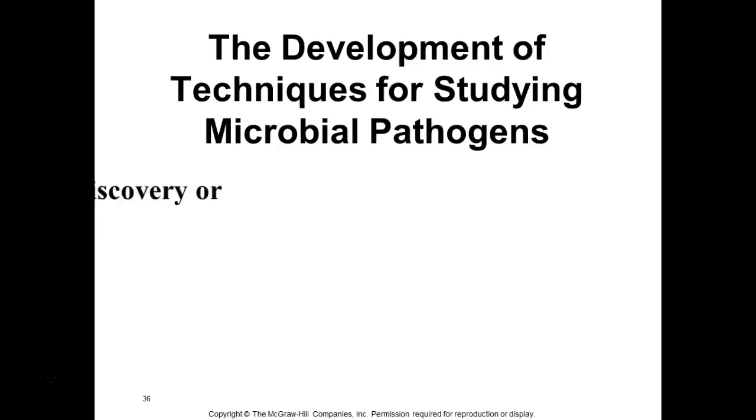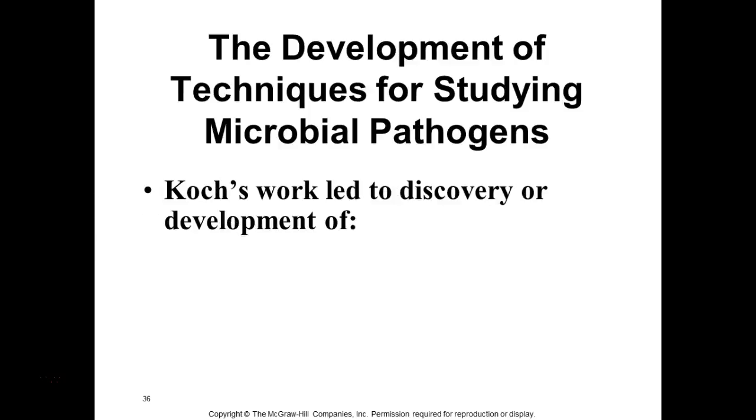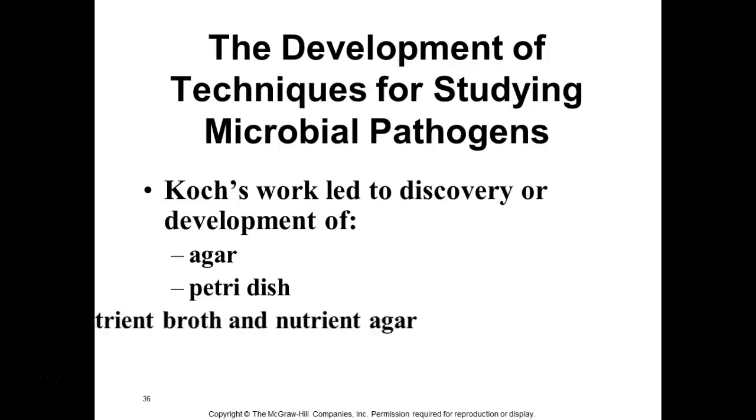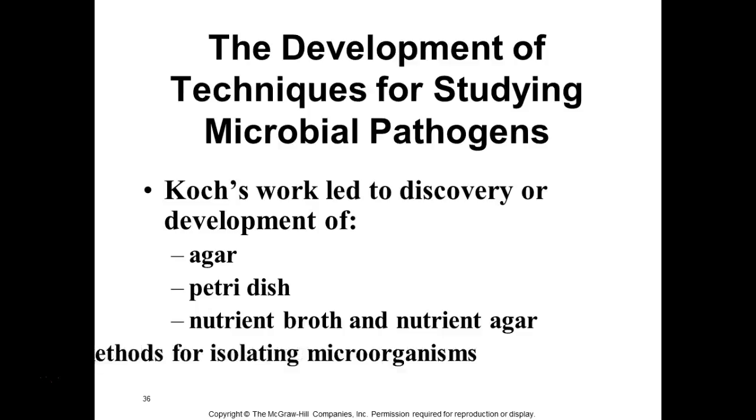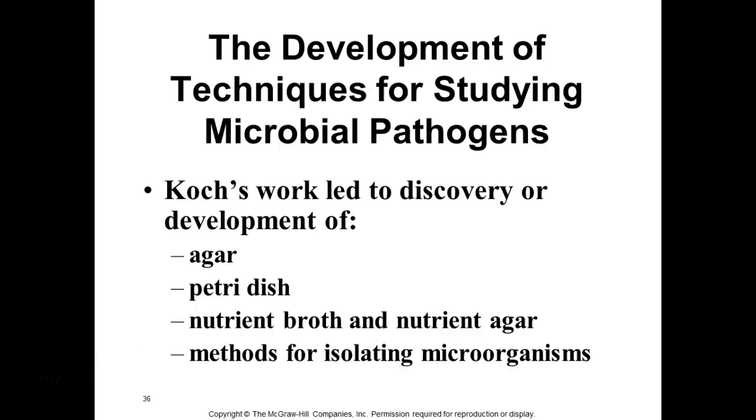So, as I mentioned before this, in order for him to do this, the advent of agar had to come about. That special design of the petri dish to allow us to do artificial culture. The development of food, nutrient agars, and nutrient broths to feed the microorganisms. And methods for isolating them. That streak plate method, for one. There's a couple other methods that we'll talk about in the next module.